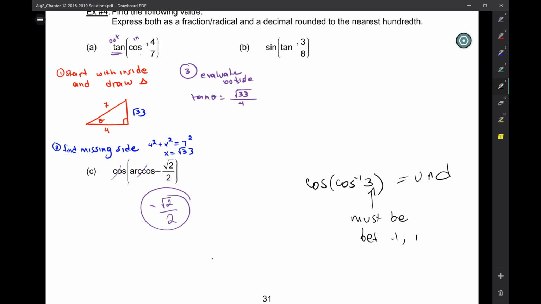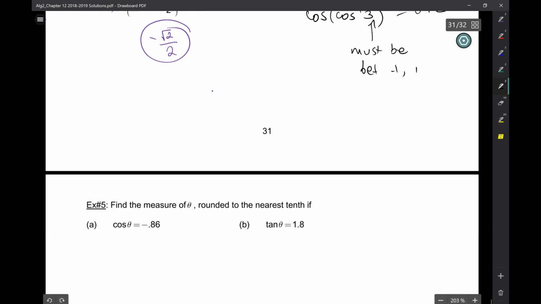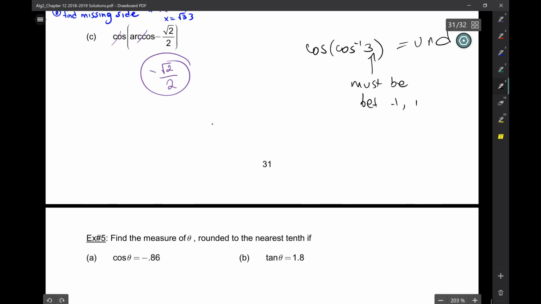Okay? What's the difference between arc cosine and inverse cosine? They're the same thing. They're interchangeable. It's like if I said I was 17 or 16 plus 1 years old. Same thing. Okay? All right.